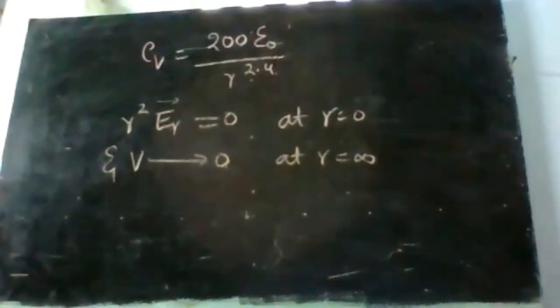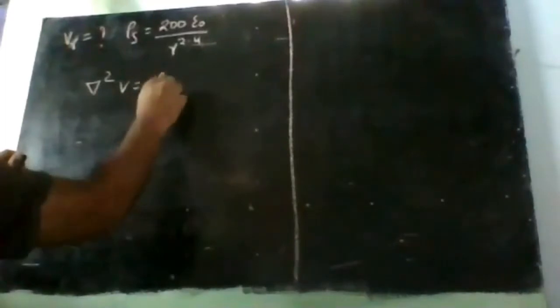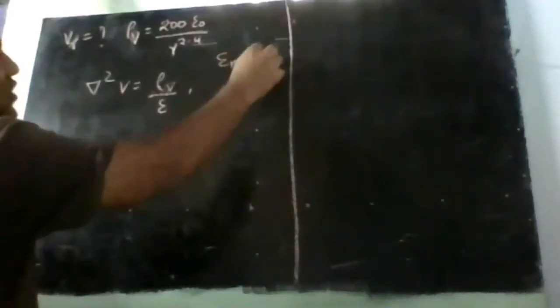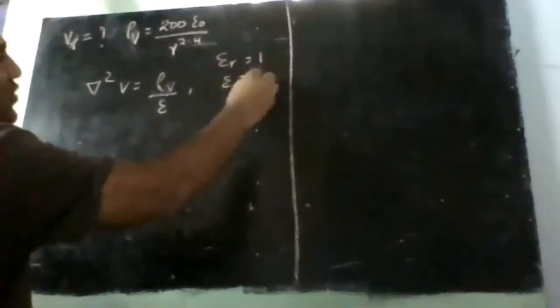Correct? So let us consider the Poisson's equation. If rho v is not given, or if it is given as 0, then we have to go for Laplace's equation. Because rho v is given, we can use the Poisson's equation. The Poisson's equation is given by del square V is equal to minus rho v by epsilon. Because epsilon r is not given, assuming epsilon r is equal to 1, that means epsilon is equal to epsilon naught.